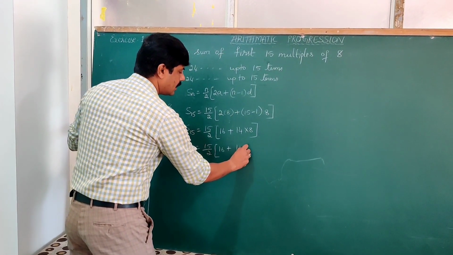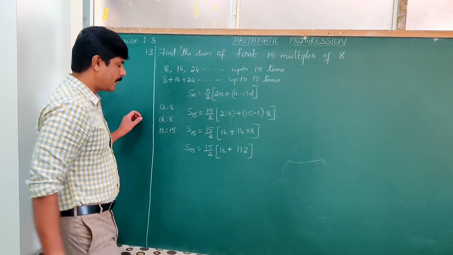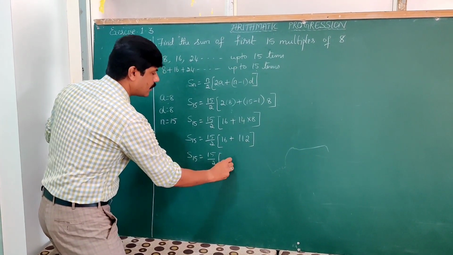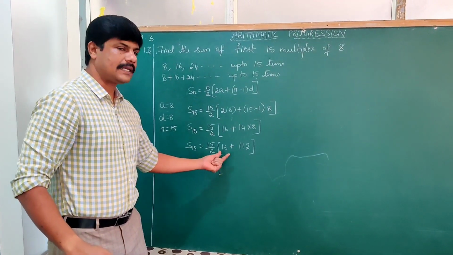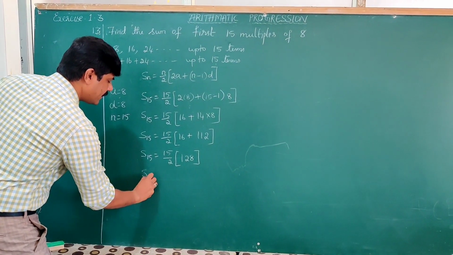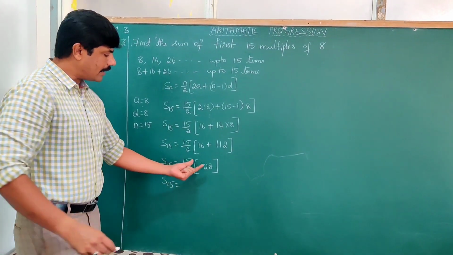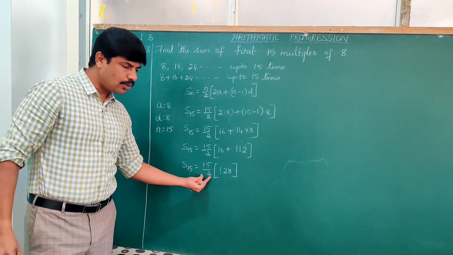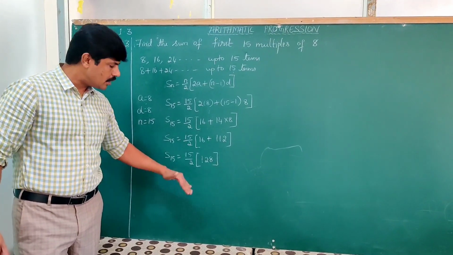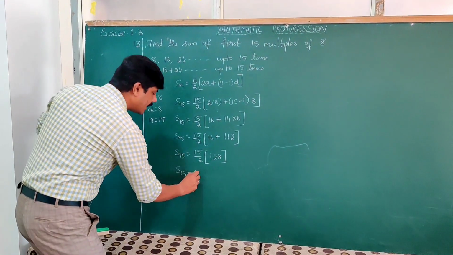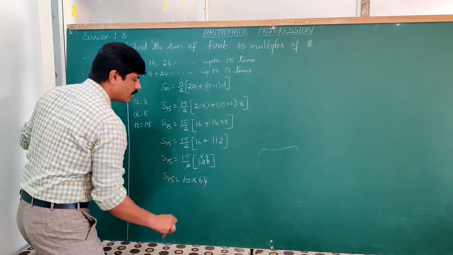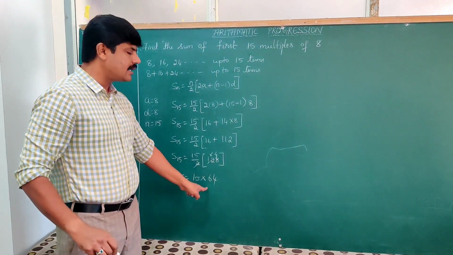It is 112. S15 is equal to 15 by 2. Now see here, 112 plus 16 is 128. S15 is equal to 15 by 2 into 128. 128 is the numerator and 2 is the denominator. Both are even numbers, so you can divide. After dividing, 128 divided by 2 is 64.